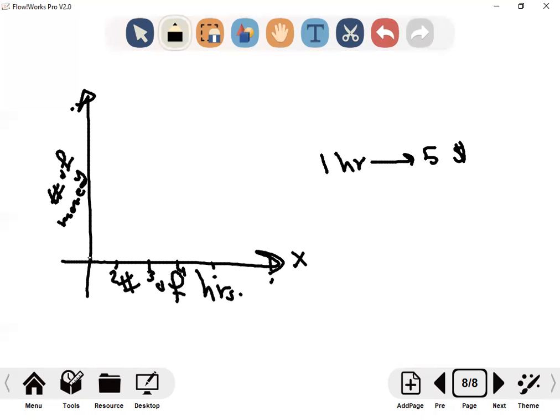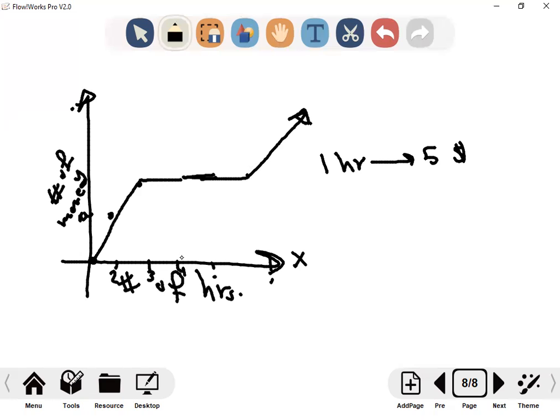If you do 0 hours, do you get money? No. So 0 and 0. If you do 2 hours, it will be 10. Do 3, 15. Assume that after hour number 3, you rest for 5 hours. Do you have more money, or will it be constant? Constant. So I'll go like this. Then after, you go back to work, so your money will be increasing.